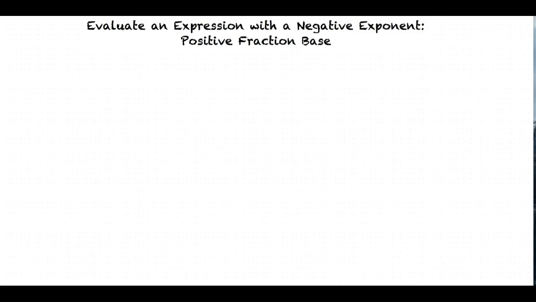Question: to evaluate a fraction raised to a negative exponent, first apply the exponent to the numerator and denominator, then make the exponents positive, and finally evaluate. Let's start with an example. (3/4)^3.